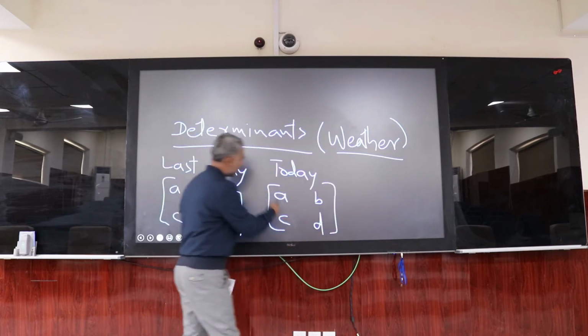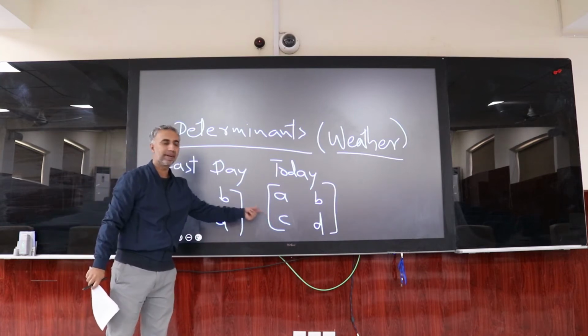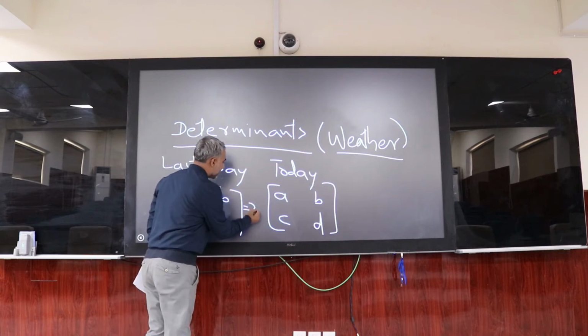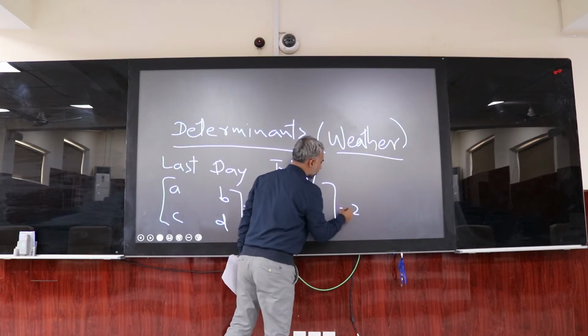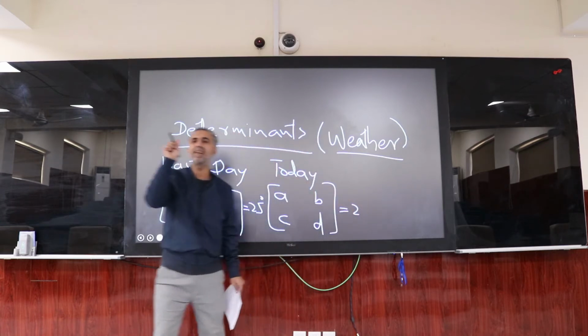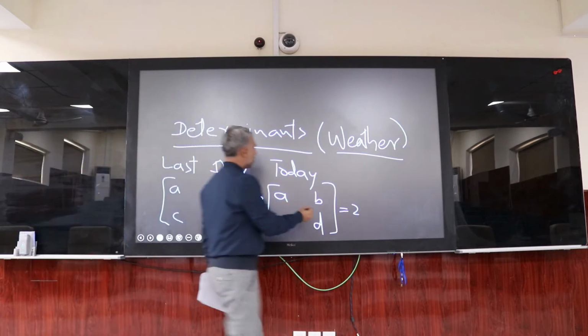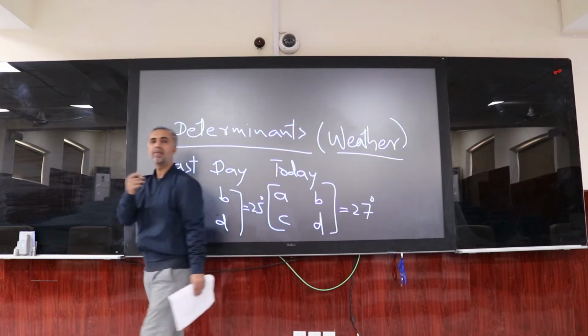It is about today. We are getting the determinant of it. The determinant of the last day gave us a result of 25 degrees centigrade. Today, it gives us a single scalar value, the determinant. Okay, so maybe 27 degrees centigrade. We want to predict about tomorrow.